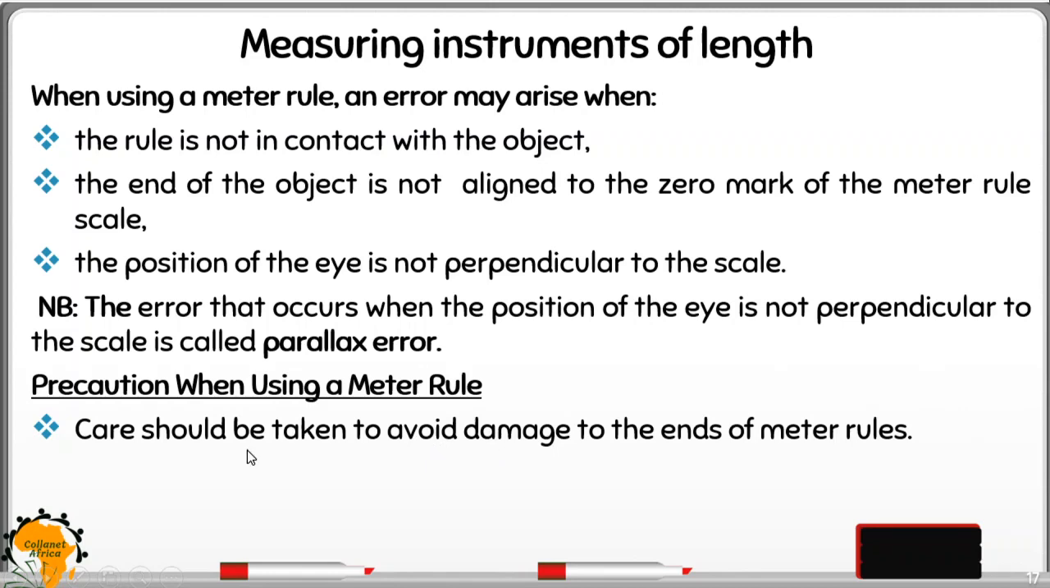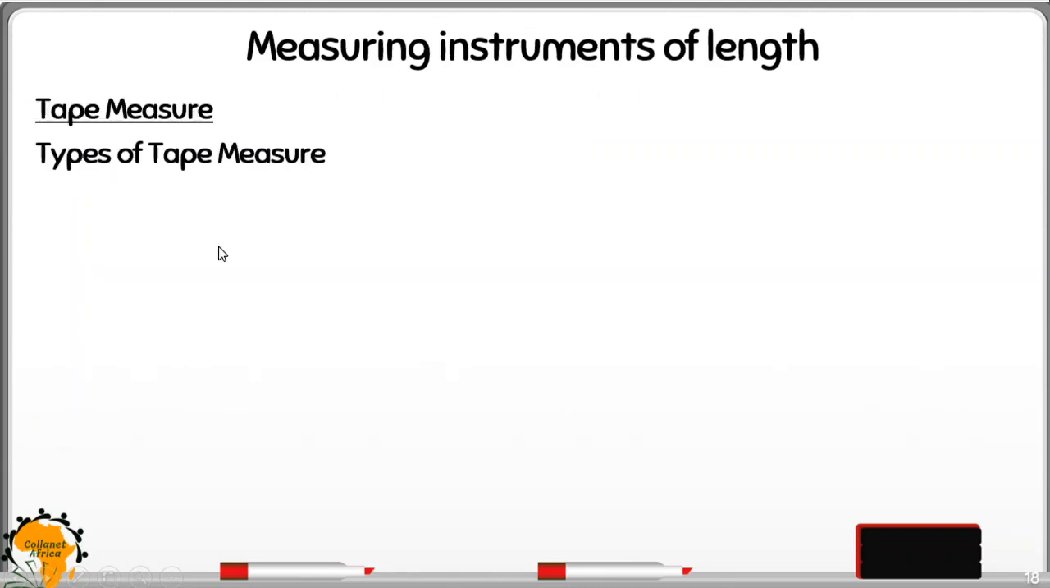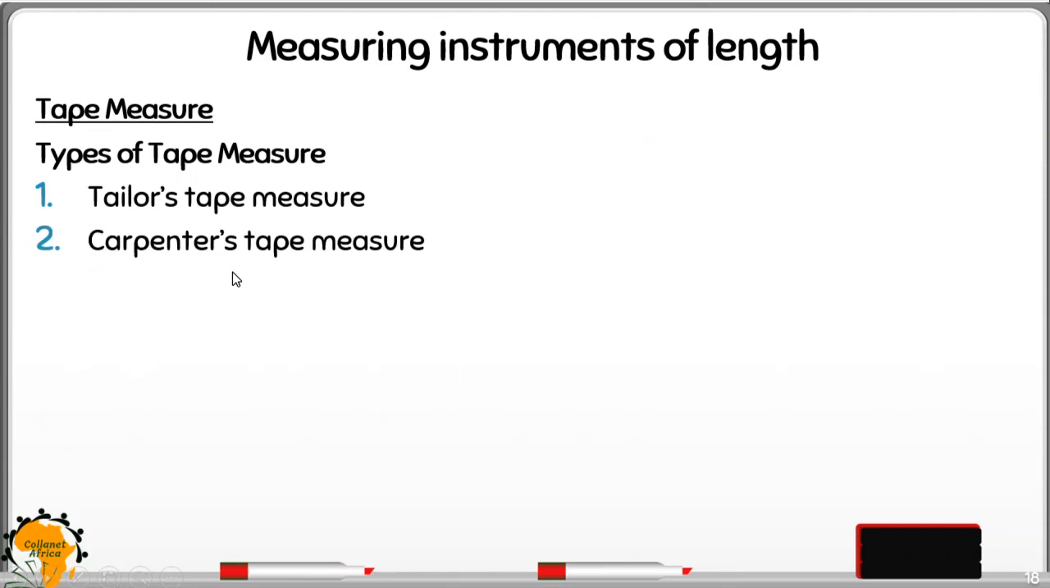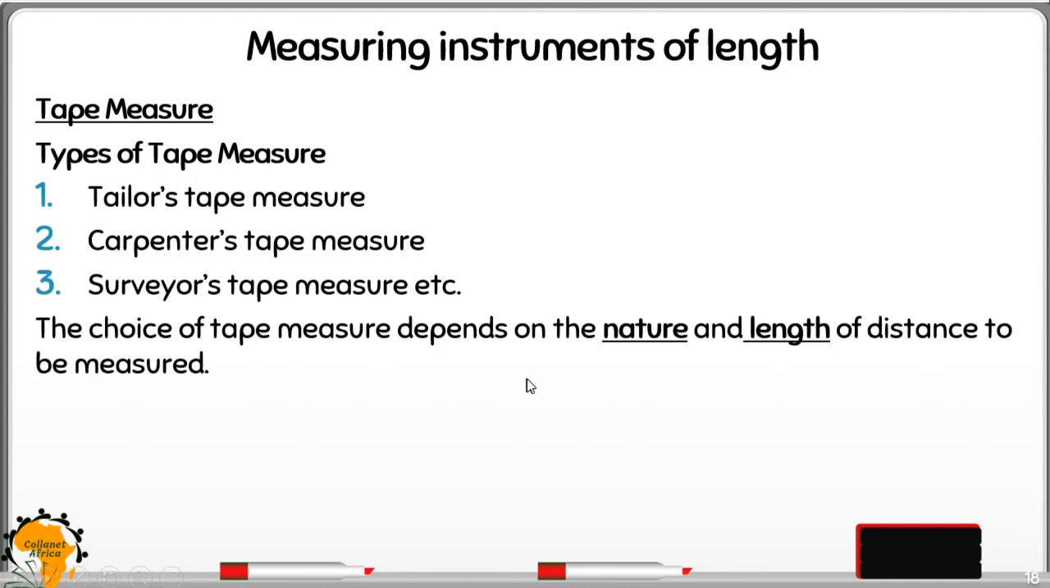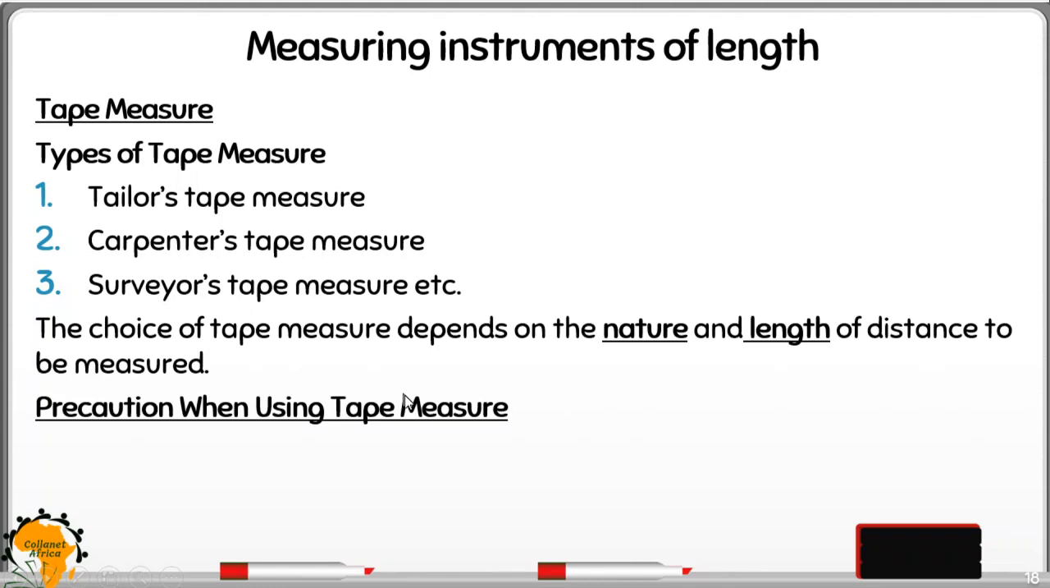Then we move to the tape measure. We have 3 types of tape measure: tailor's tape measure, carpenter's tape measure, and surveyor's tape measure. Now, the choice of the tape measure to be used depends again on the nature and the length of the distance to be measured. For instance, if you want to measure the length of your waist, you go for the tailor's tape measure. If you want to measure the perimeter of a plot, you go for the surveyor's tape measure. And if you want to measure the length of a piece of wood or timber, then you go for the carpenter's tape measure.